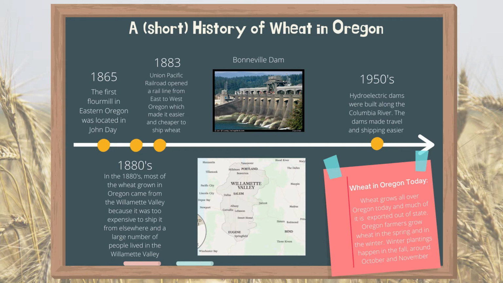Oregon farmers grow wheat in the spring and in the winter. Winter plantings happen in the fall around October and November.